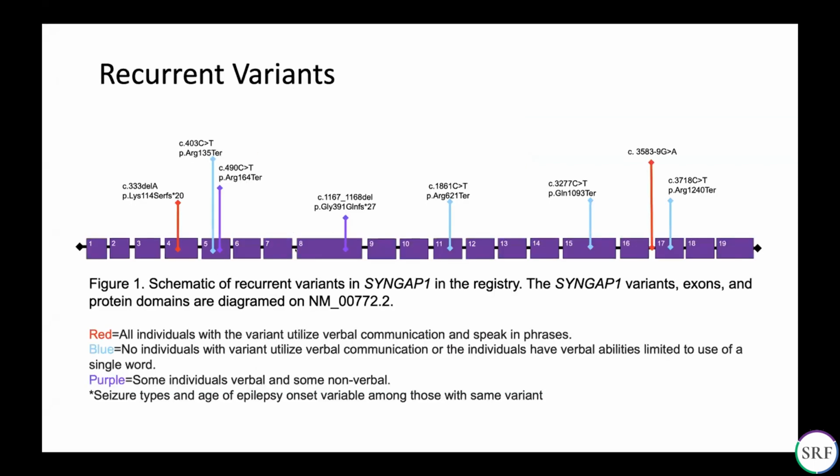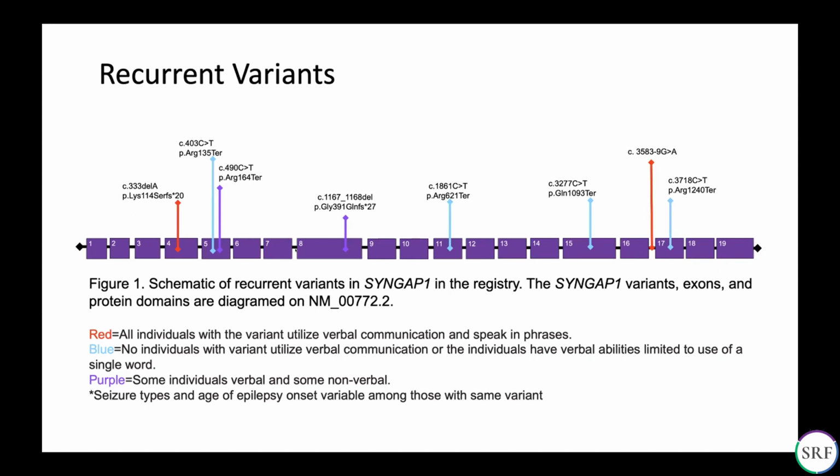And then lastly, a number of recurrent variants were identified in the CITIZEN cohort. And a couple of things are interesting about these recurrent variants. First of all, the seizure types and age of epilepsy onset were really variable, even among those who had the same variant, which adds to our knowledge of the genotype-phenotype relationships.